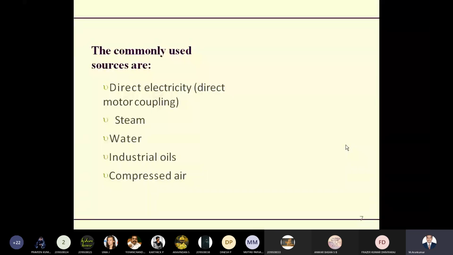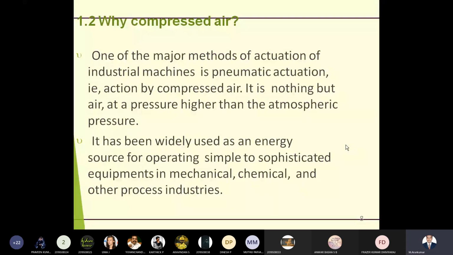So compressed air is a source used in industry. Also, we can use direct electricity, steam, water, and industrial oils to activate the equipment. But compressed air is significantly used in companies. So we have to look at what compressed air is, and why compressed air. One of the major methods of actuation of industrial machines is pneumatic actuation, that is, actuation by compressed air. It is nothing but air at a pressure higher than atmospheric pressure, used as a medium to activate equipment. It has been widely used as an energy source for operating simple to sophisticated equipment in mechanical, chemical, and other process industries.